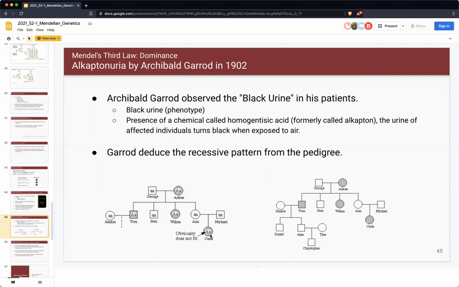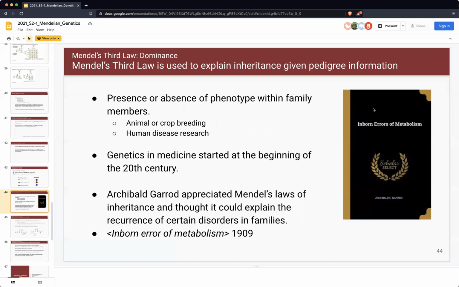So Archibald Garrod actively introduced the idea of Mendelian genetics and explained his patients' patterns with Mendelian genetics, and he concluded that the black urine pattern probably follows a recessive pattern from the pedigree, right? Then he started to curate all sorts of inborn errors of metabolism, and he collected that idea into a book called Inborn Errors of Metabolism, and he published it in 1909, and that is the foundational work of medical genetics in our history.